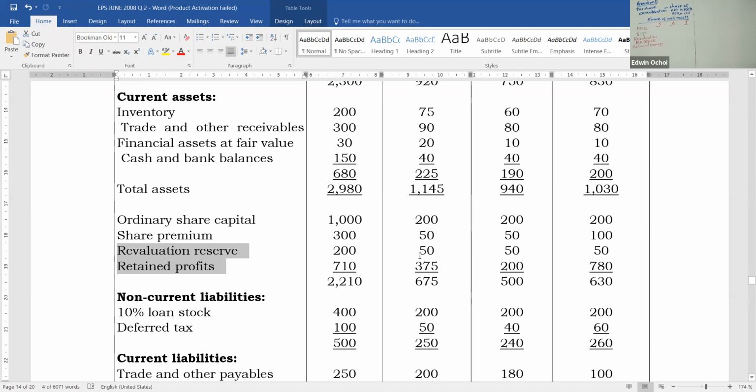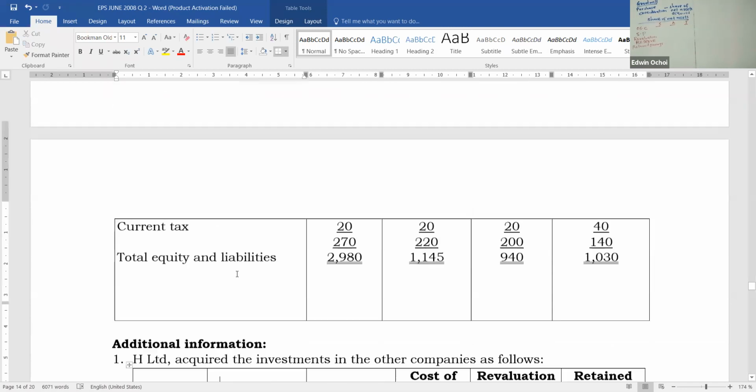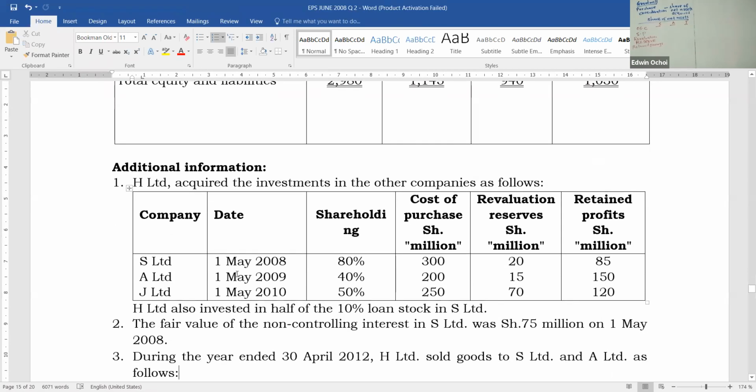But now for revaluation reserve and retained profit, you don't have to pick the ones in this statement. You pick the revaluation reserve and retained profit which was present when S was acquired. Retained profit the same. So that is why they went ahead to give you that information. It's not in additional information number 1. It's given here. Because as at the time of acquisition, it was May 2008, 2009, and 2010. That is when S, A, and J were acquired.